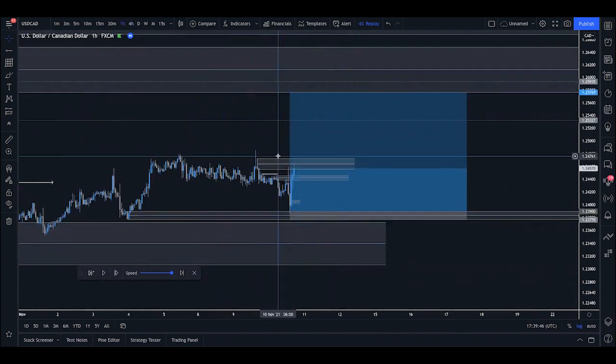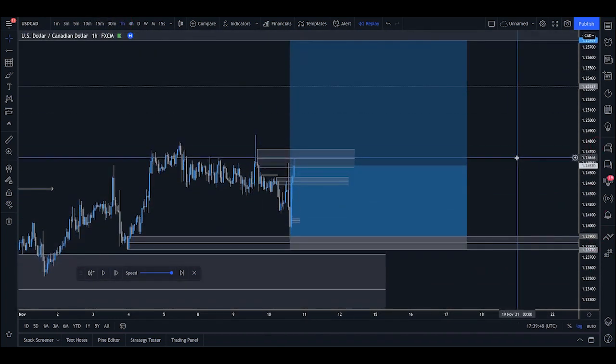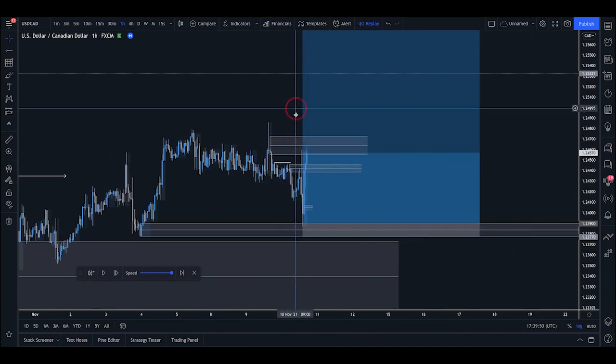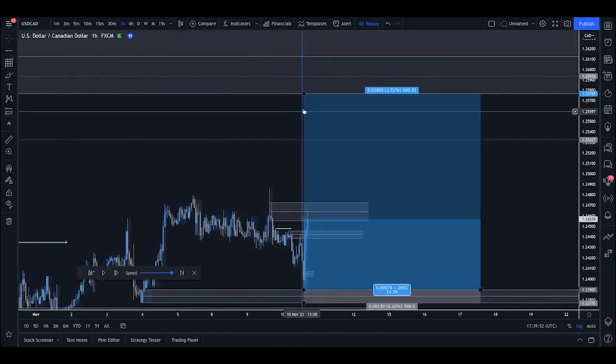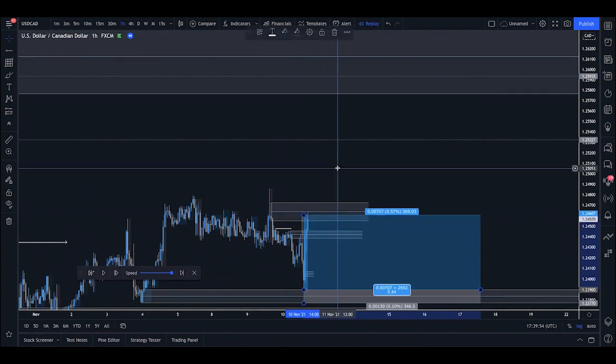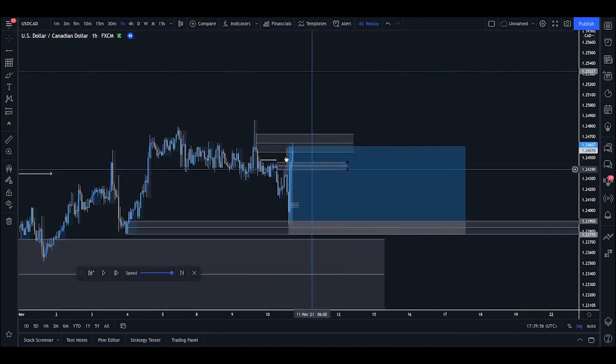we see initially we get a tap in and an instant fly into that zone. When we hit that zone, we have seen a wick here. So we may look at taking a quarter of the move. That is going to be about a 1.25% profit on a 1% risk move.